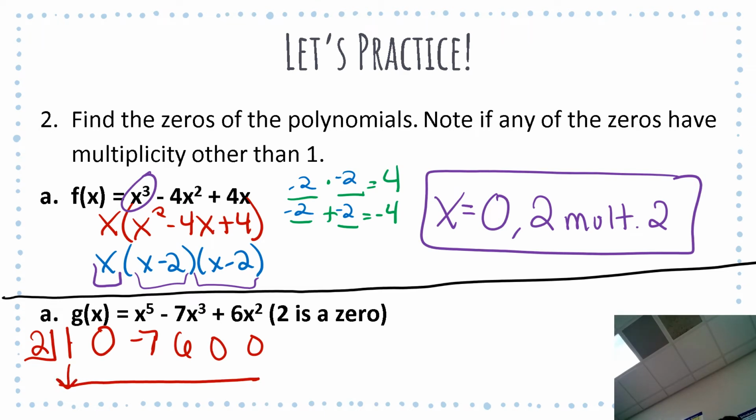Alright, so we bring down the 1. 1 times 2 is 2. Add, we get 2. 2 times 2 is 4. Add, we get negative 3. Negative 3 times 2 is negative 6. Add, you get 0. 0 times 2 is 0. Add, you get 0. 0 times 2 is 0 again. Add, you get 0. So we did get a remainder of 0. So we're good.